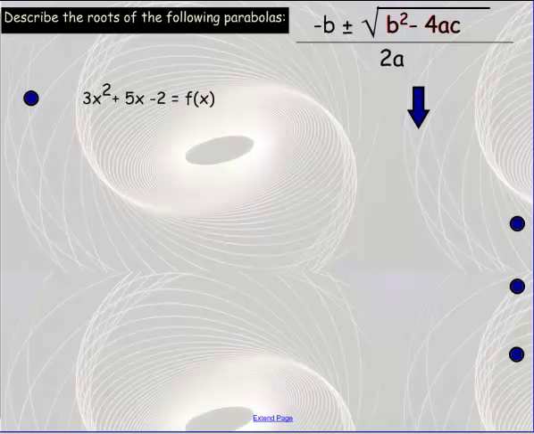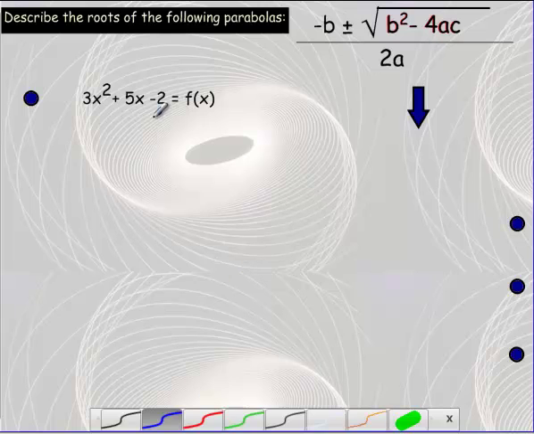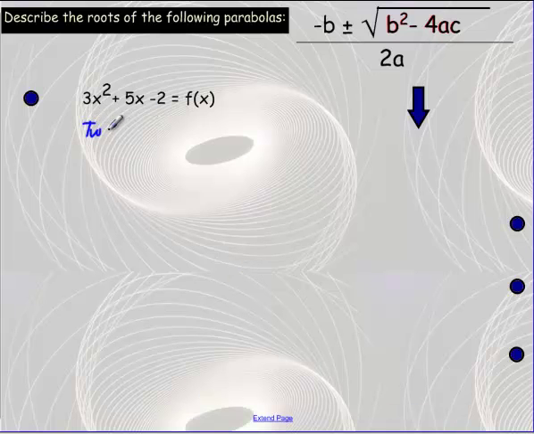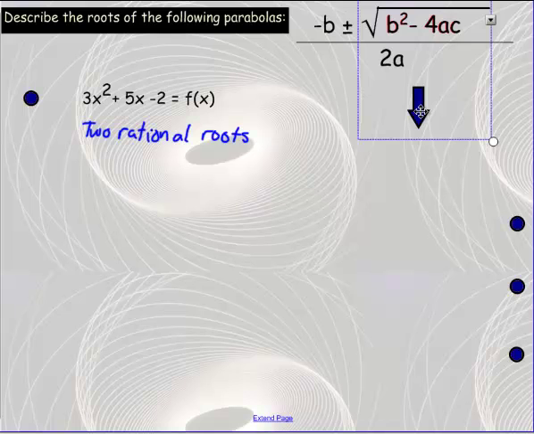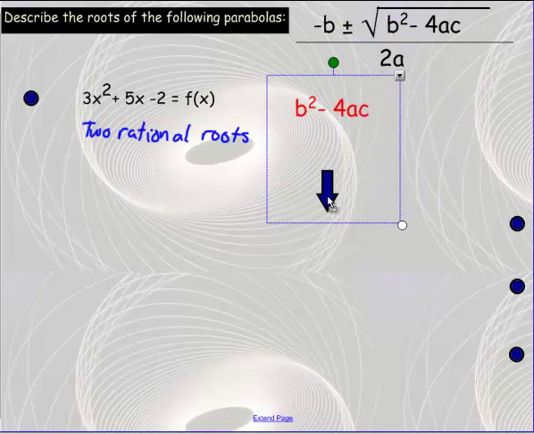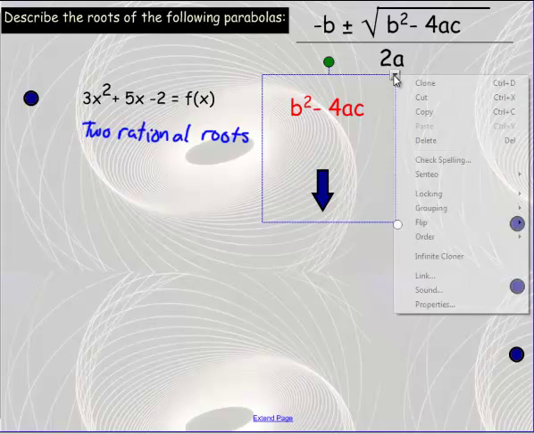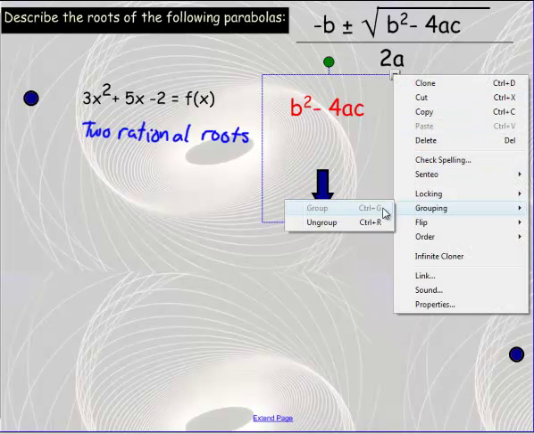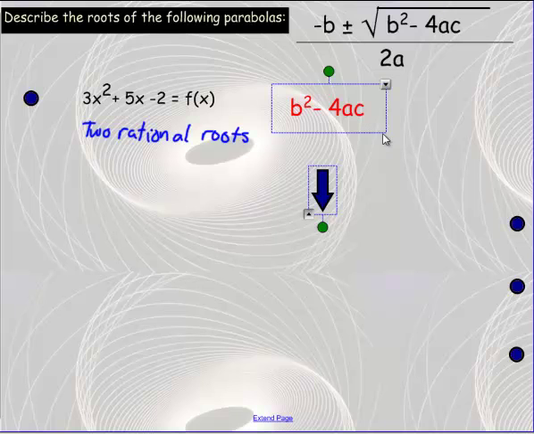So if I were to describe this, it would be 2 rational roots. Now, if you didn't have a graphing calculator to do that, that's where the discriminant comes in. Notice I have the quadratic formula up here, but we're going to take the discriminant. And the discriminant is that little b squared minus 4ac.